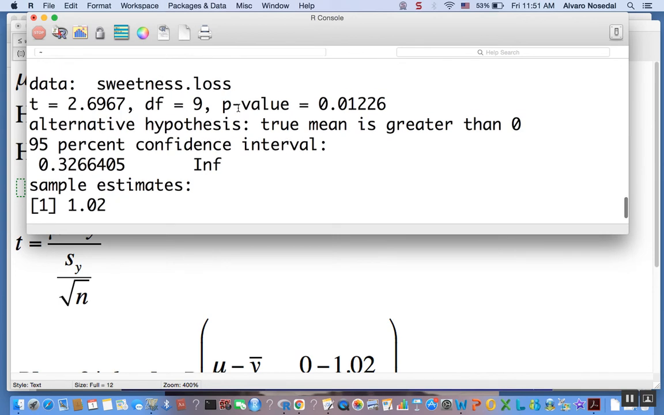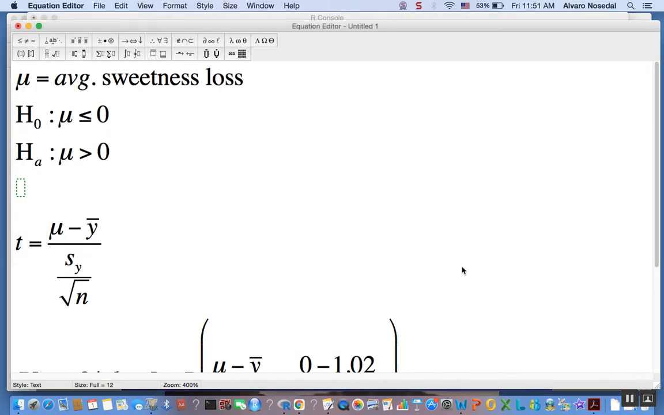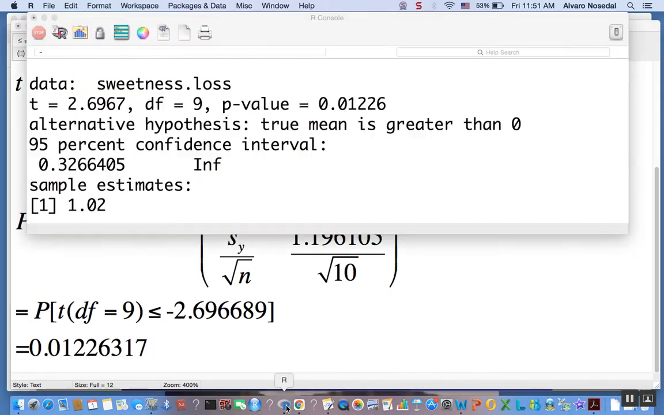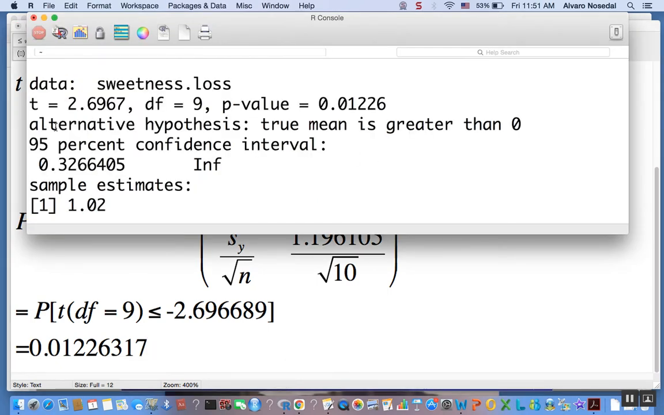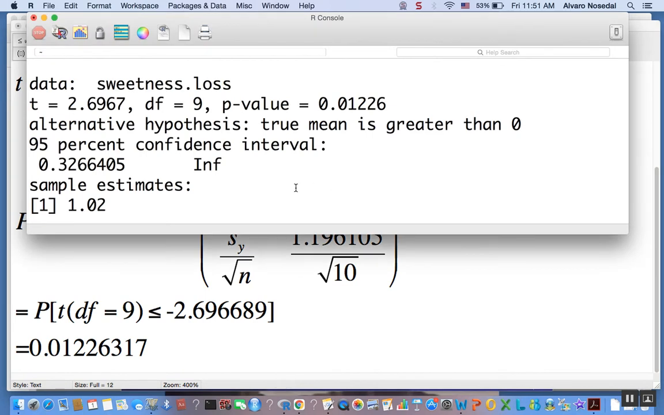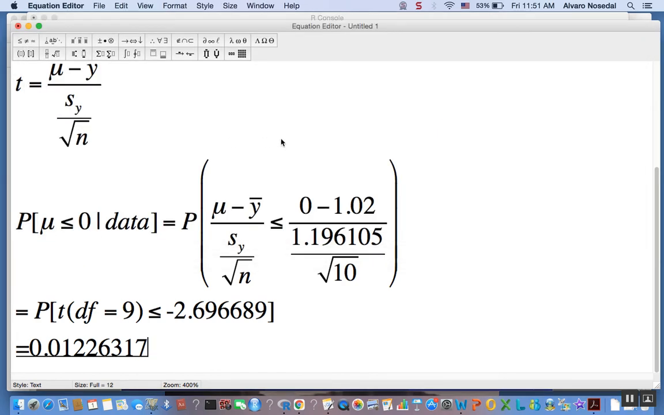As you can see, what they report here as the p-value, what they mean is the posterior probability for H naught. Now, that t is just the absolute value of that transformation. And then, well, that's it. This guy, as you can see, 1.02 is just the sample mean.